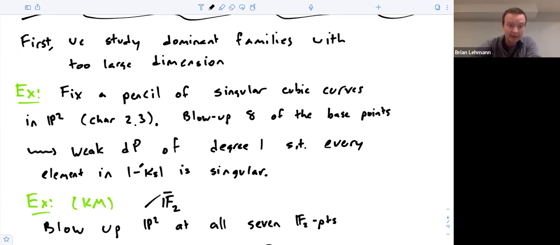Right? The curves in the anti-canonical linear series are going to be the strict transforms of this singular pencil. So what this means is that this is a family of rational curves which has two large dimensions. Each of these singular cubics is of course a rational curve, and because it's a weak Del Pezzo of degree 1, the expected dimension of something with anti-canonical degree 1 should be a 0-dimensional family. But here we have a 1-dimensional family. So we get a dominant family, which has two large dimensions.